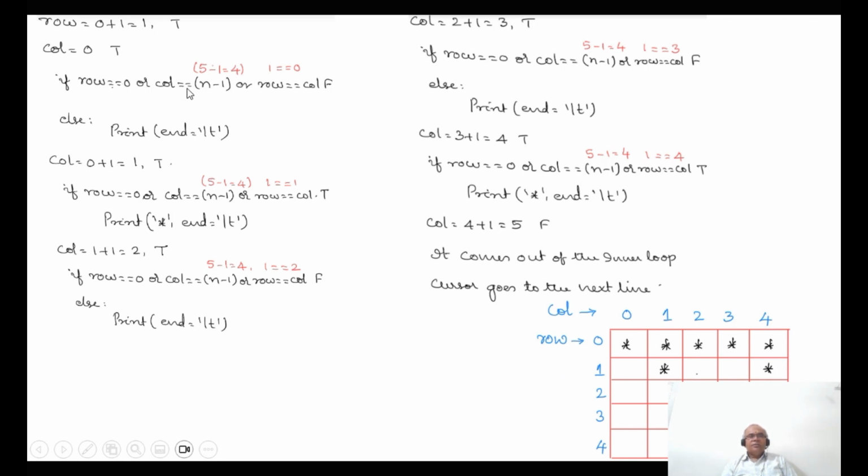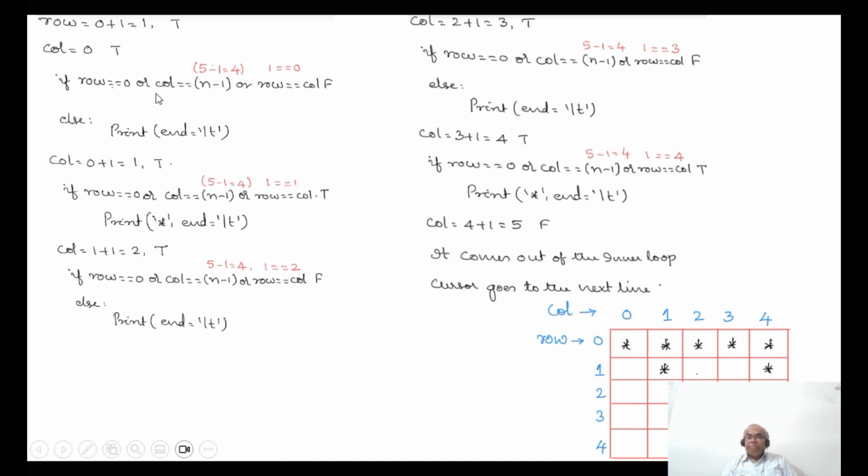Or column is equal to n minus 1. What is n minus 1? 5 minus 1 it becomes 4. Is column equal to 4? No, because we are still in column 0. So that condition is also false. Or row is equal to column. So row is 1, column is 0. Is 1 equal to 0? No, condition is false. The entire statement becomes false. So it will skip that particular condition.